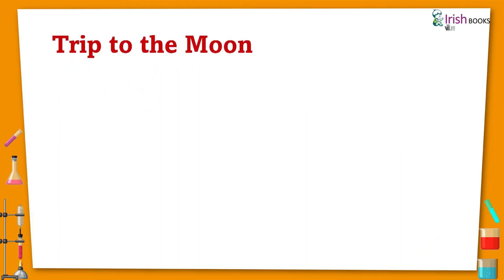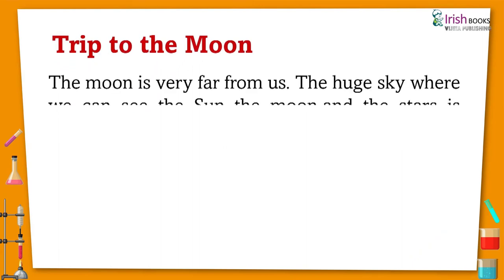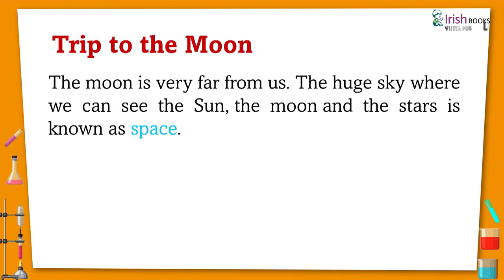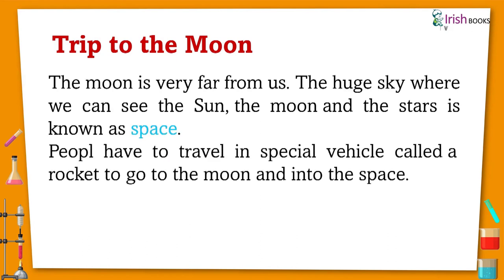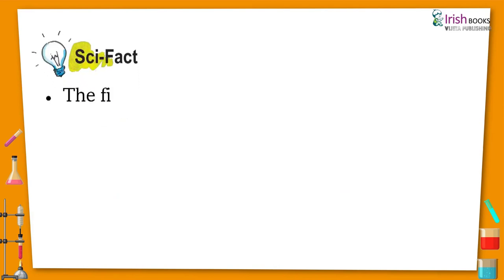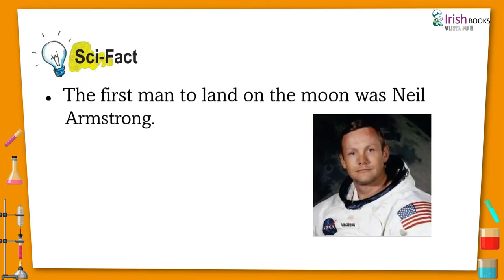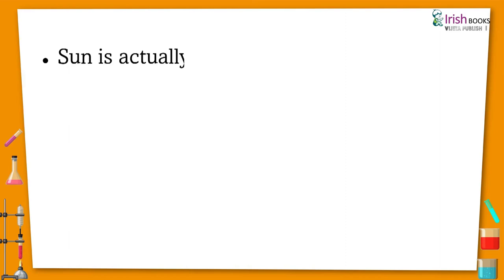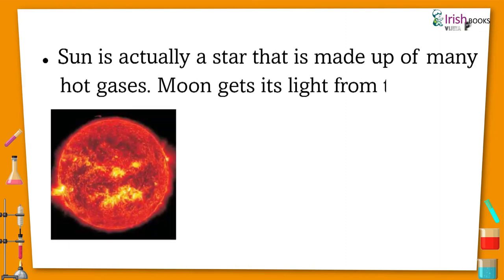Trip to the moon. The moon is very far from us. The huge sky where we can see the sun, the moon, and the stars is known as space. People have to travel in special vehicle called a rocket to go to the moon and into the space. The first man to land on the moon was Neil Armstrong. Sun is actually a star that is made up of many hot gases. The moon gets its light from the sun.